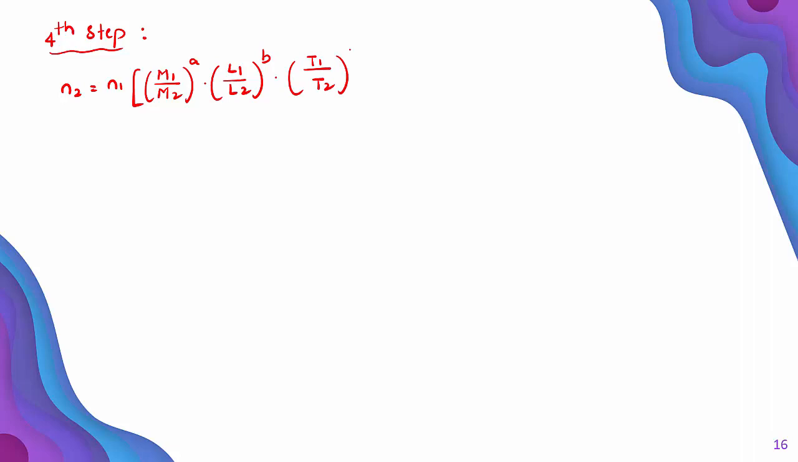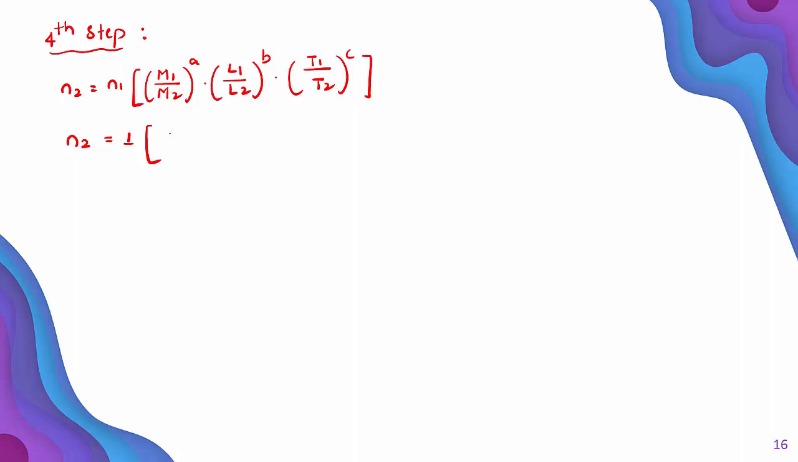Now, what is the fourth step? In the fourth step, we have to use the equation. The equation is N2 equals N1 into (M1 over M2) raised to a, into (L1 over L2) raised to b, into (T1 over T2) raised to c. This equation we have to use and substitute all the values. N2 we don't know, we have to calculate; keep it as it is. N1 is 1.